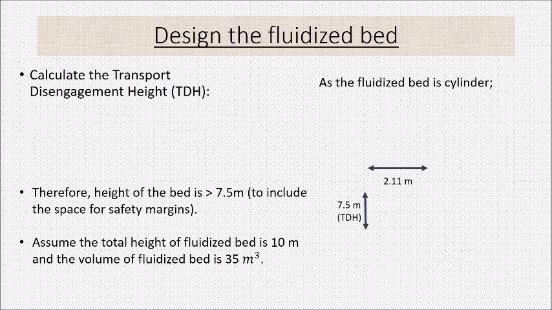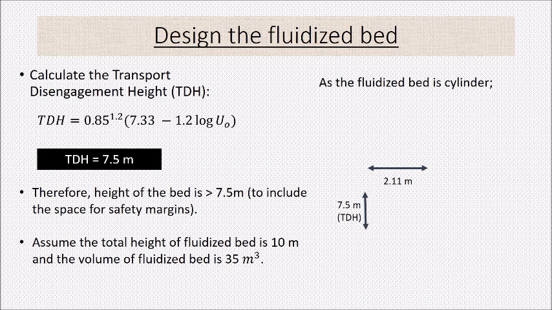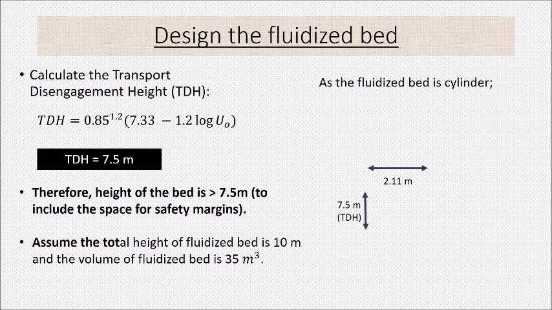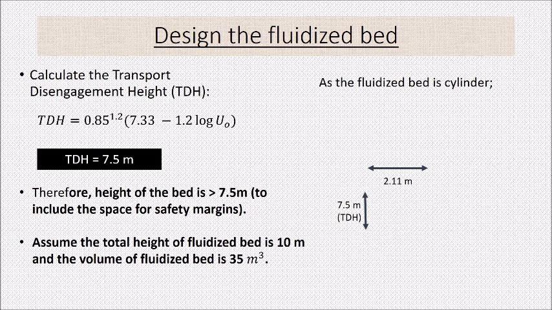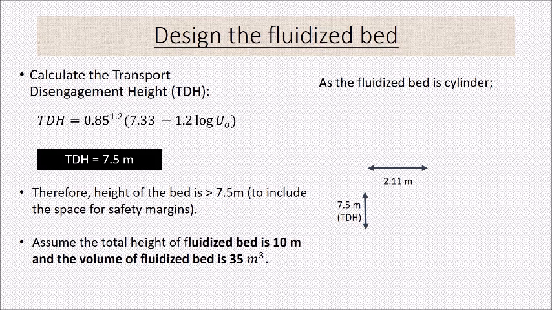How to design the fluidized bed? First, calculate the transport disengagement height. The formula of transport disengagement height is as stated, and the value is 7.5 meter. Therefore, the height of bed is greater than 7.5 meter.